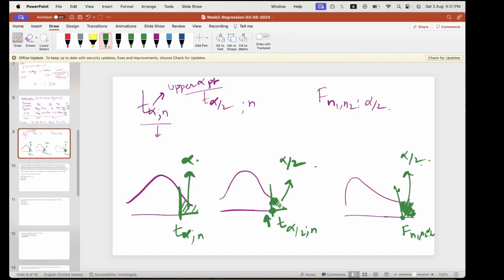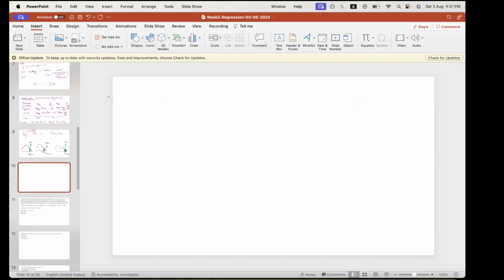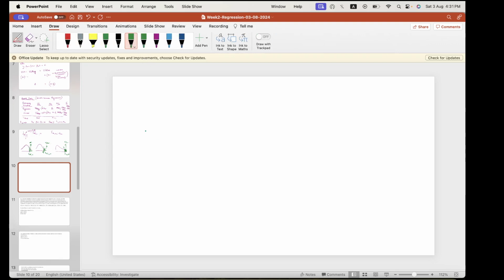Another important thing I want you to note is that T is a symmetric distribution, but F is not. So let's say you have been given a hypothesis where your rejection rule is, case 1, that you reject H naught if your T observed is less than minus T n, alpha by 2, or let's say I'll put a value here, 0.05. And in the examination you have been given the T n 0.05 value.